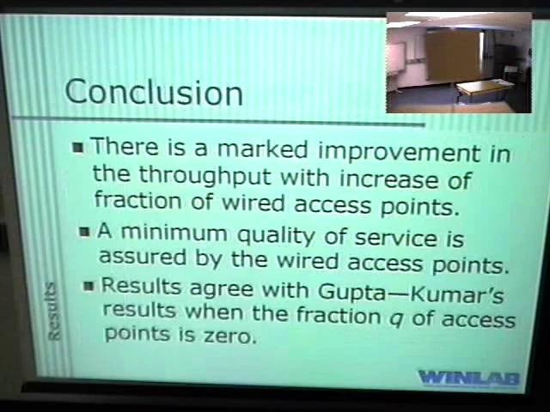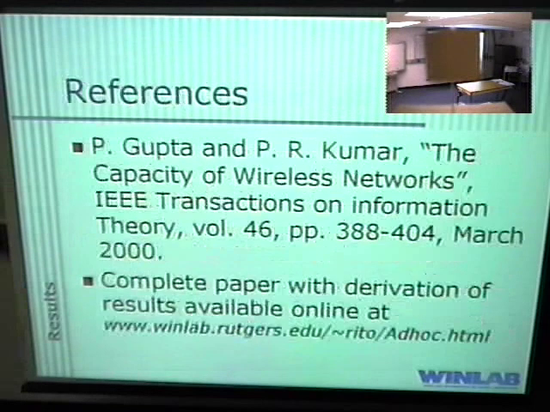So we notice that there is an improvement for a higher number of nodes. Mainly the capacity doesn't go down as much as it would without access points. Thus, there is a minimum quality of service that's assured by the wired access points. And as was pointed out, the results do agree with Gupta-Kumar's results when the fraction is 0. So this was the original paper by Gupta and Kumar on which this analysis was based. And my results in the form of a paper are available on my website, and this is the URL.